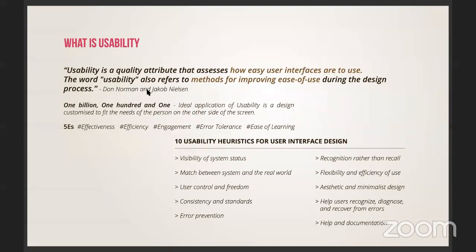Then we have flexibility and efficiency of use, which we have also discussed, I guess. You're able to change the filters, or tweak the product according to your requirement. Aesthetic and minimalist design again, and helping the users recognize, diagnose, and recover from errors. As I said, you should be able to go back and forth within the app, you should be able to manage your way within the application or the website, and providing breadcrumbs, for example, in an e-commerce website, is very important, so that you can go back to, say, sports equipment, or a particular section of the sports equipment, back and forth very easily. So that is also something that you should keep in mind.